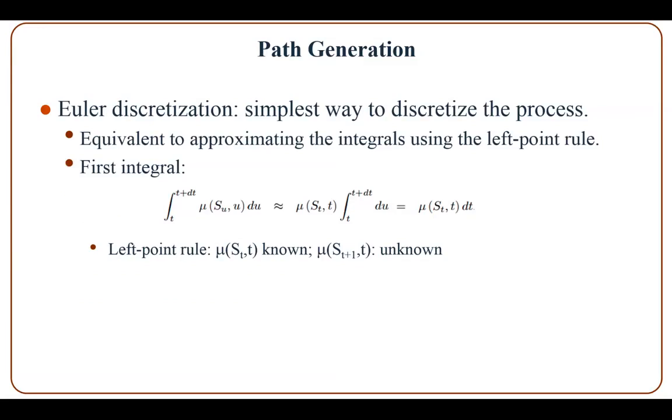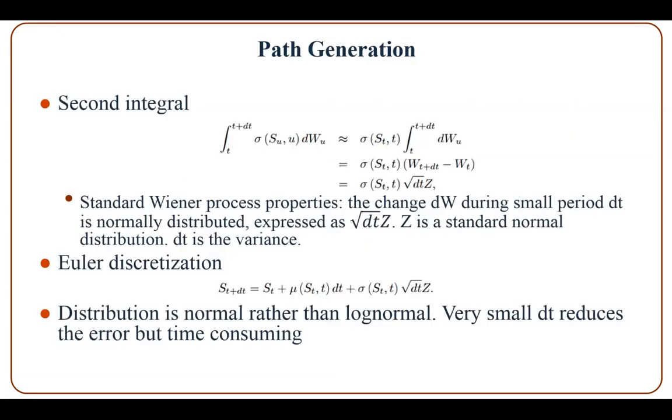Euler scheme is the simplest way to discretize the process. It is equivalent to approximating the integrals using the left point rule. We get the first integral, the second integral, and then finally. So here we see that the distribution is normal rather than log normal. Using very small dt reduces the error, but it's time consuming.